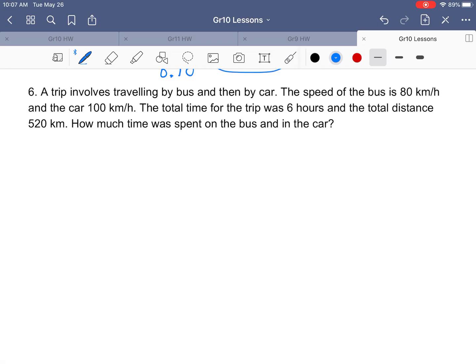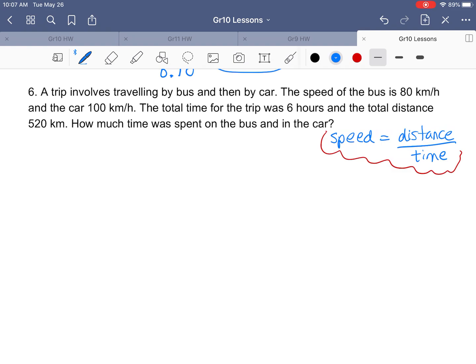So what we're going to do here is we need to first remember our speed equation. So speed is equal to distance divided by time. And we can always rearrange that equation to solve for either time or to solve for distance.